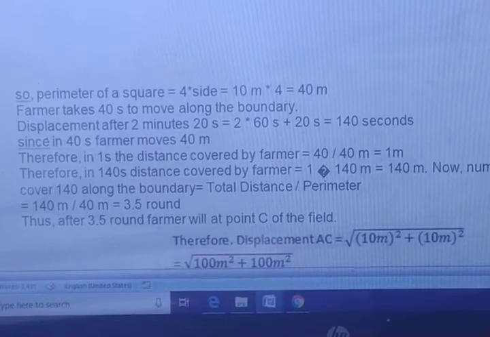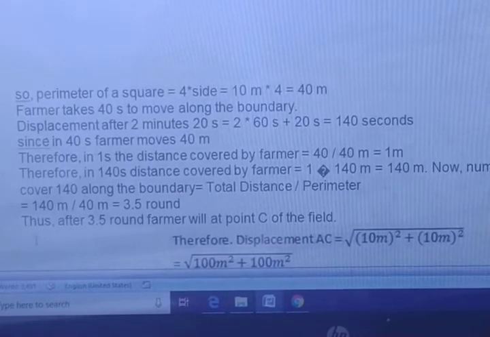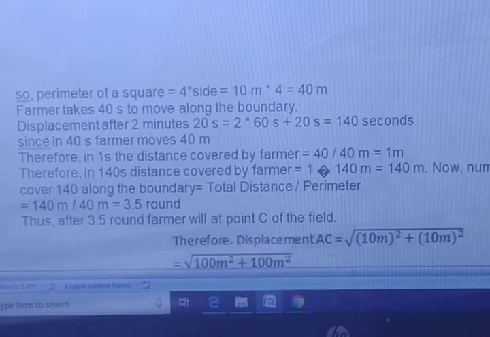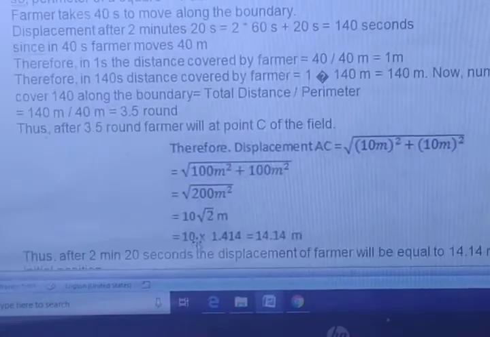Since in 40 seconds the farmer covers 40 meters, in the first second the distance covered by the farmer is 40 upon 40, that is equal to 1 meter. Therefore, in 140 seconds he will cover 140 meters. Now the number of rotations in a square to cover 140 meters along the boundary is total distance upon the perimeter. Total distance is 140 meters and the perimeter of the square is 40 meters. So 140 divided by 40 is equal to 3.5 rounds. Thus after 3.5 rounds, the farmer will be at the point C of the field.